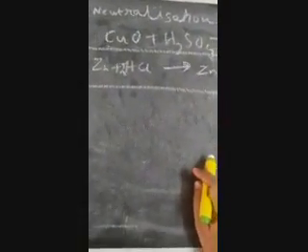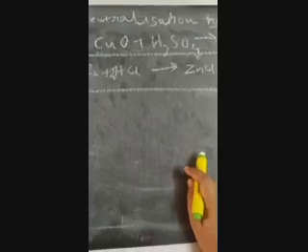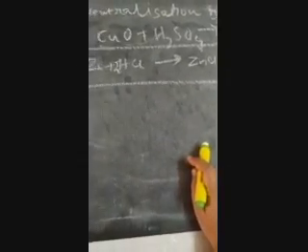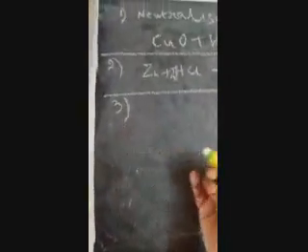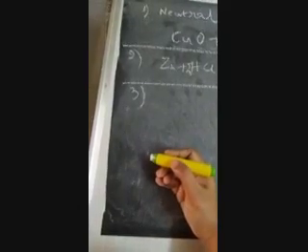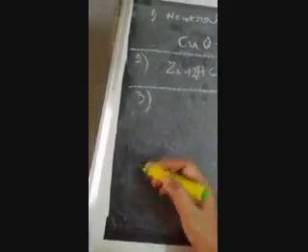Next, another reaction could be the reaction of chlorides, nitrates, bicarbonates and carbonates with acids. For example, let us take NaNO3 with H2SO4.